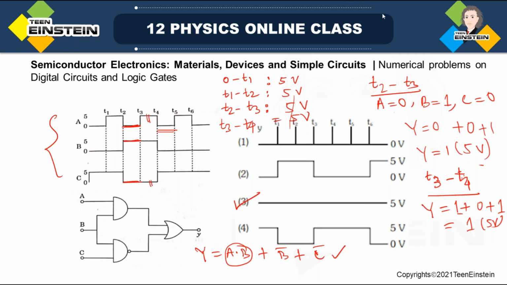Deepa, do you have any doubt or question from this digital part, or maybe from the transistor part, etc.? Then you can ask me. Otherwise, I'll stop it here for today. Next class, we'll start with the communication system.